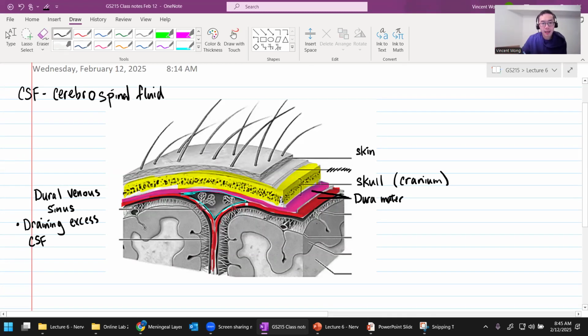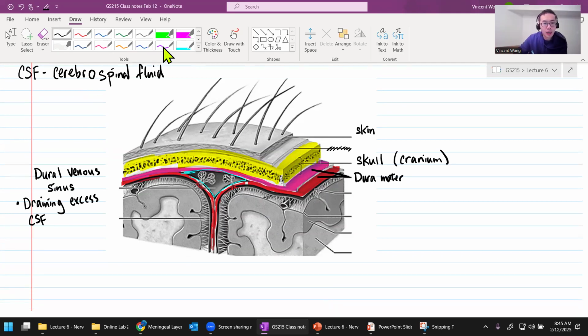Okay, now I am going to do another layer here. I'm going to do the pia mater first before I do the arachnoid. The pia mater is the deepest layer, and you can't really see it here, so you're going to have to draw your own. It's going to be touching the brain directly.